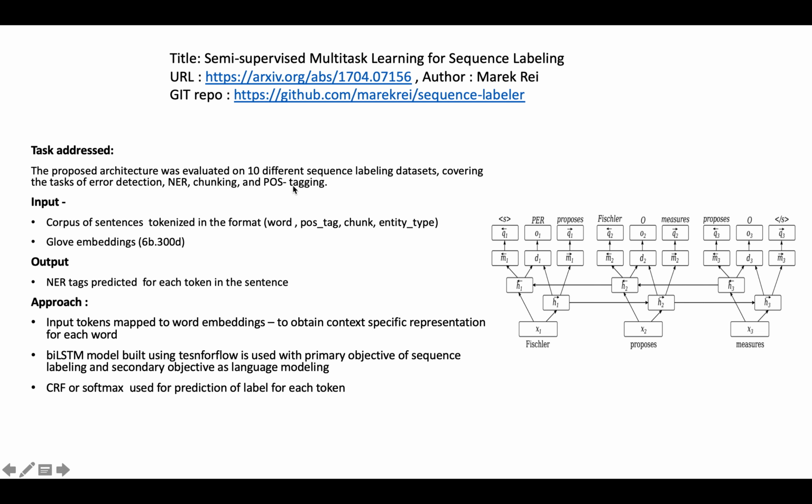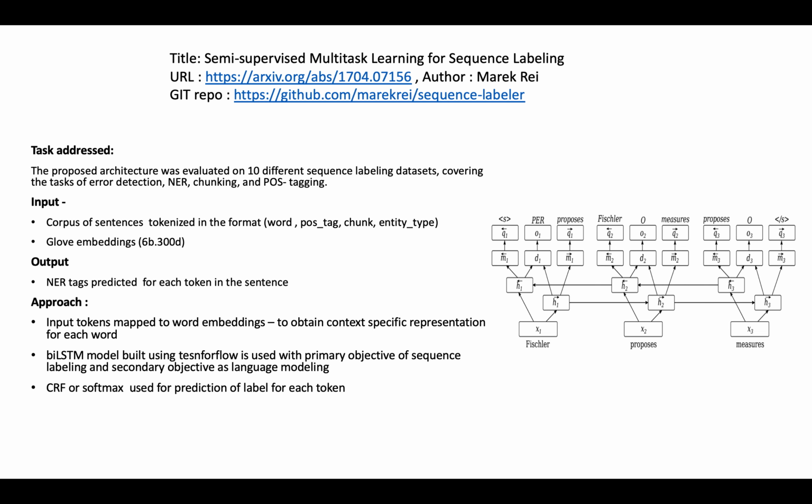The input to this approach is a corpus of sentences that are tokenized in this format, which is the word, the POS tag, the chunk, and the entity type. GloVe embeddings are used, and the output, as in any NER task, is tags predicted for each token in the sentence.